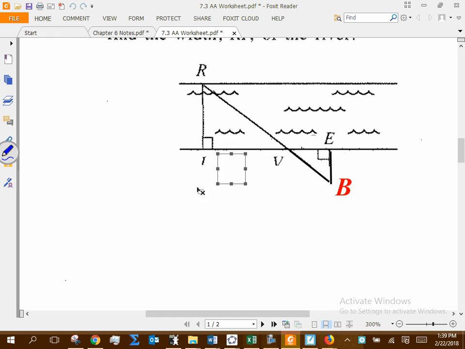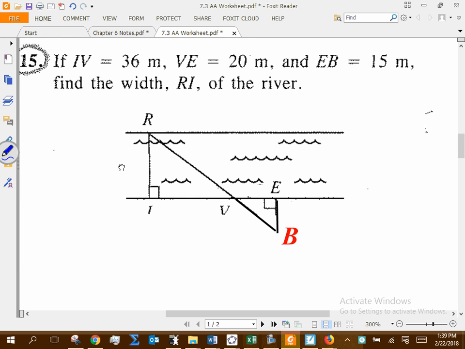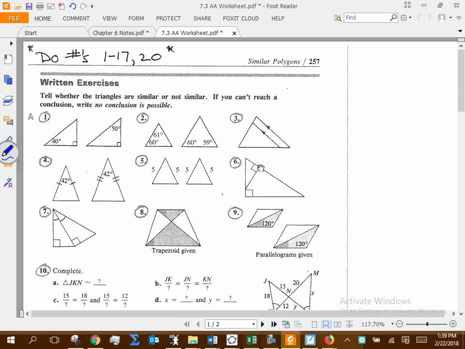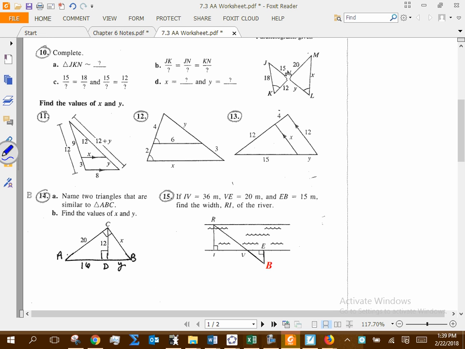All right, 15. It says if IV is 36, VE is 20, EB is 15, find the width RI of the river. I think it's important, guys, that we see that this is a question just like this one up here. Would you agree that these two triangles here look like these two triangles? Yes. All right, kind of their orientation. So the process that we went through up here is going to be the same process we go through down here.